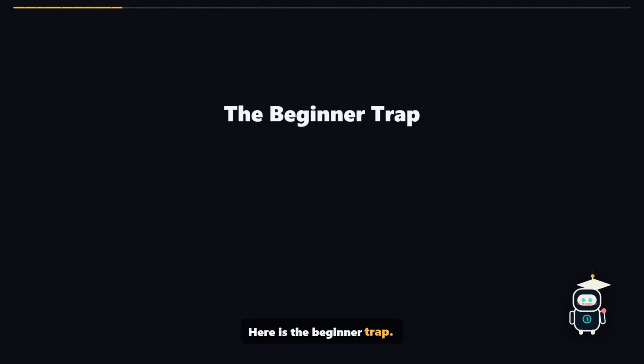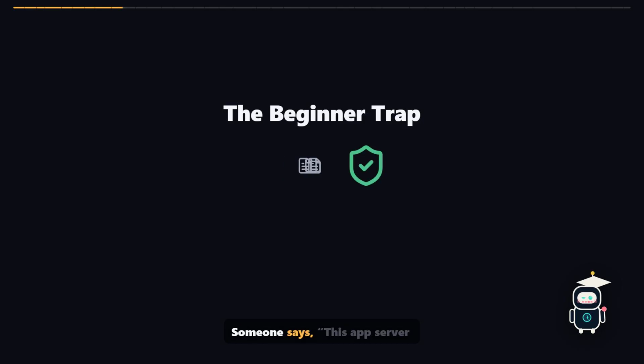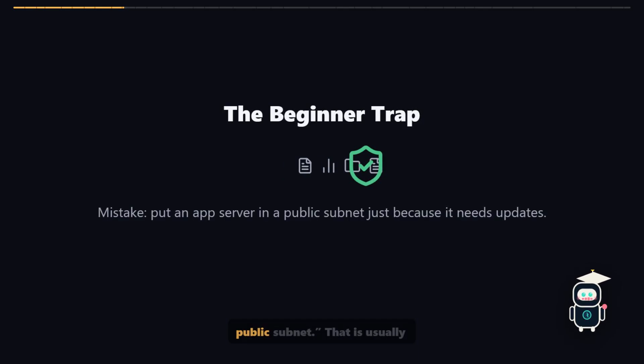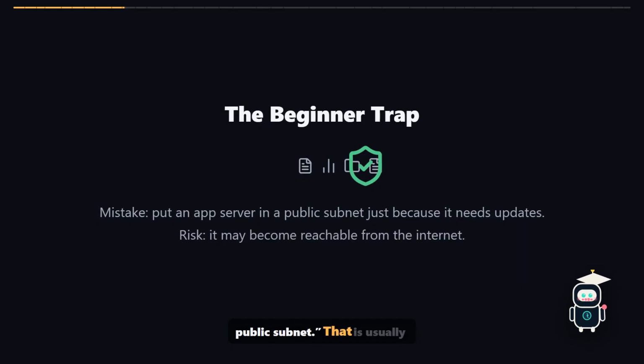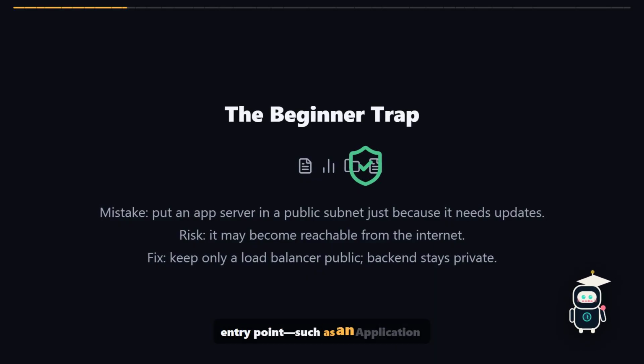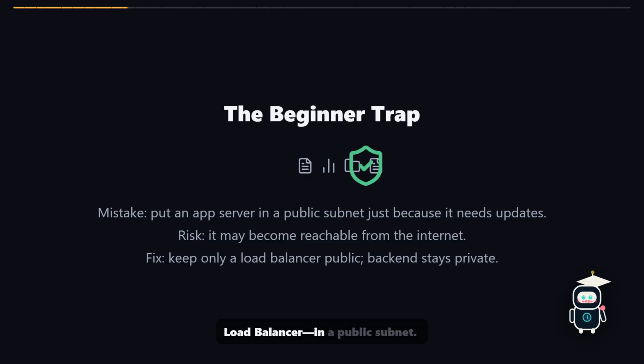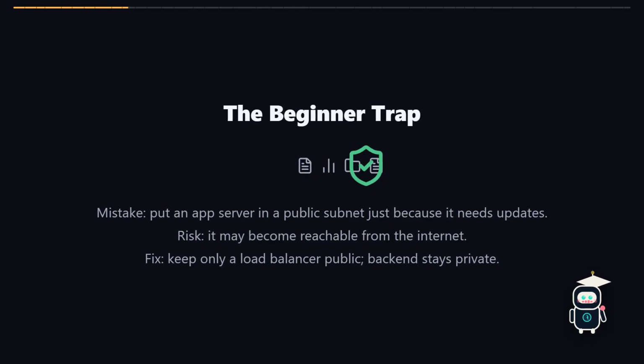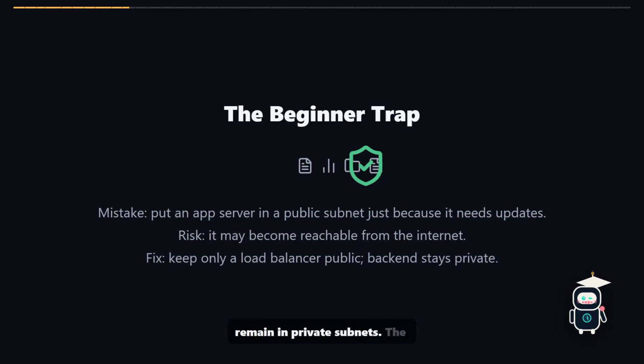Here is the beginner trap. Someone says, this app server needs the internet for updates, so put it in a public subnet. That is usually broader exposure than the workload needs. A safer pattern is to keep only the public entry point, such as an application load balancer, in a public subnet. The application server and database remain in private subnets.